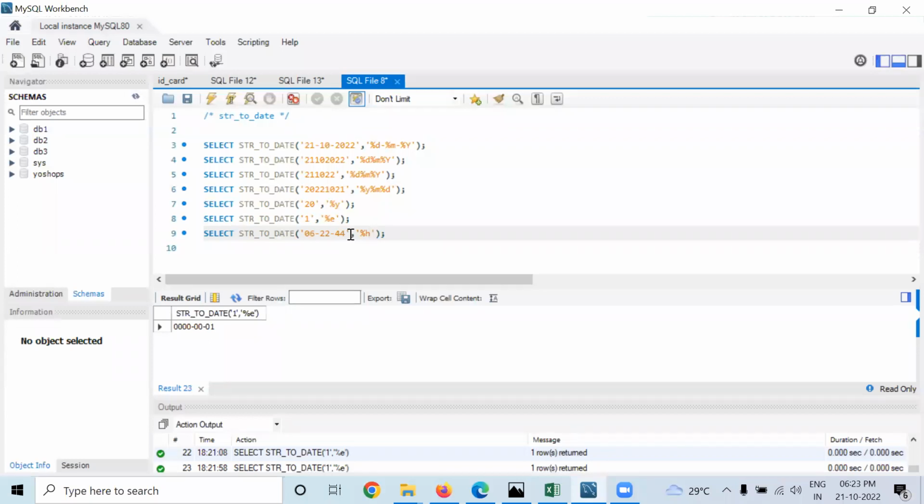What is the symbol that I should put? My voice is audible to all of you? Yes, I should put hyphen, because hyphen is there, right? Then in case of minutes, I have to put percentage I. Then in case of seconds, I have to put percentage S. So it is showing the time. Clear? Always remember, regarding hour, you have to put H, and regarding minutes, it's small I, and regarding seconds, it's S. Right?